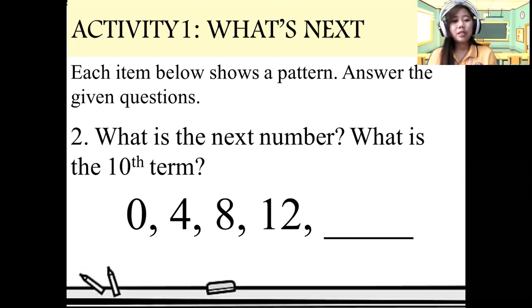Okay, so we have 0, 4, 8, and 12. Let's look at the pattern, class. 0 plus 4 is 4. 4 plus 4 is 8. 8 plus 4 is 12. So what do you think is the next number? Okay, the next number after 12 is 16.